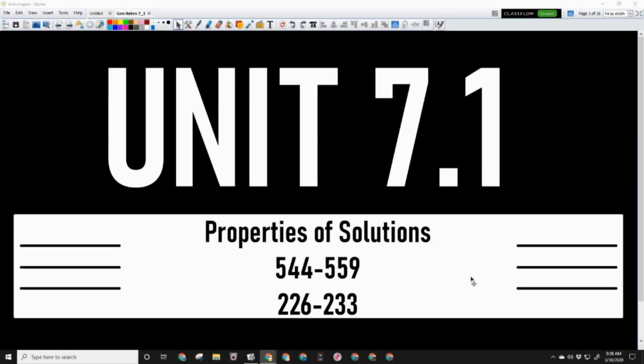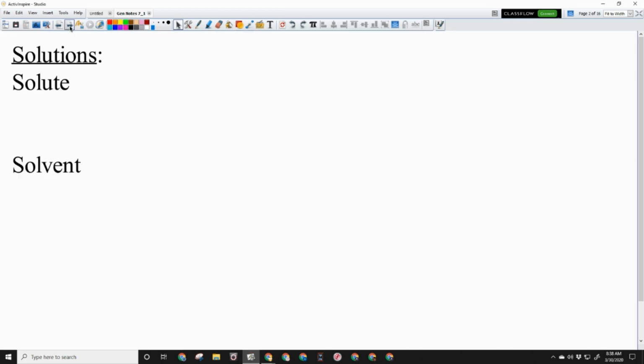Welcome back. This is Unit 7.1, Properties of Solutions. We're going to be talking about different solutions and how scientists measure a solution. In your textbook, this is pages 544 through 559, and in your workbook, if you have that with you, that's pages 226 to 233. All right, so let's get right into it.